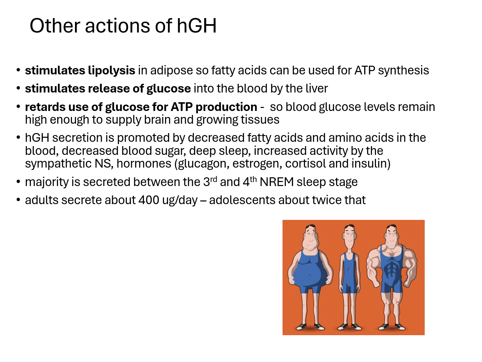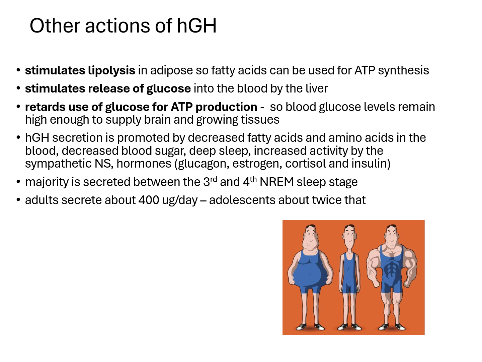Human growth hormone stimulates the release of glucose into the bloodstream by the liver. So it will stimulate our liver to break down their glycogen stores and release that glucose into the bloodstream. So human growth hormone actually will raise blood glucose levels. It can specifically retard the use of glucose by many of our tissues for ATP production so that our blood glucose levels remain high enough to supply our brain and supply growing tissues. People who abuse human growth hormone can develop diabetes.